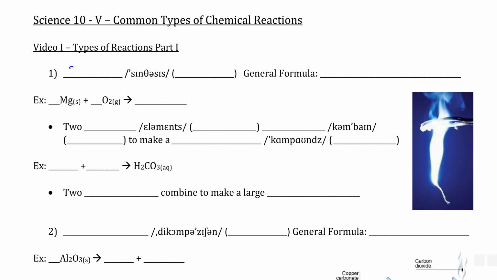Our starting reaction type are what we call the synthesis reactions, which are reactions that take two or more elements as opposed to compounds and then combine those elements or compounds together in order to make a larger compound.